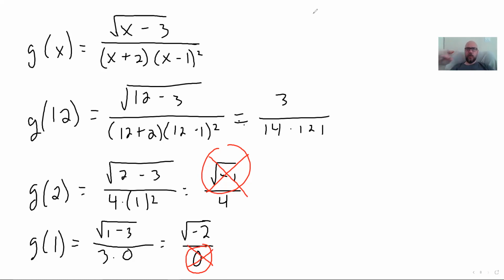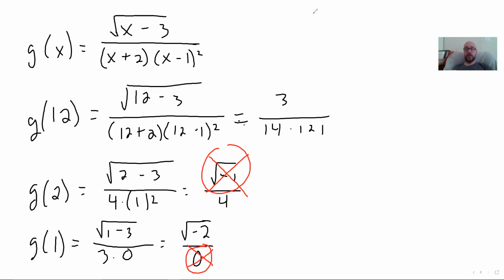A lot of people mix this up with "you can't divide 0 by things," which is not true. You can divide 0 into as many parts as you want. What you can't do is divide something into 0 parts. That doesn't work. So these are the 2 most common problems with functions.